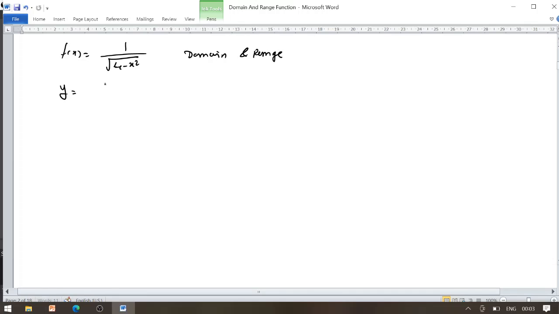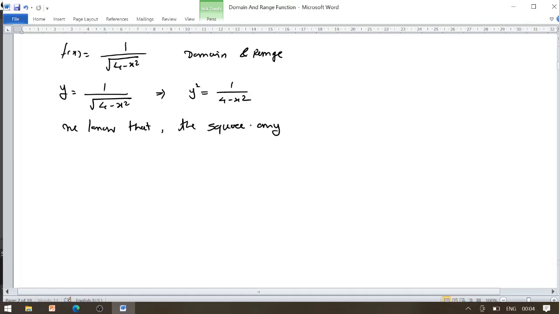So for that, let us consider y equals the given function. After squaring on both sides, we get y square equals 1 upon 4 minus x square. So we know that the square of any real number, or the real value, is never negative. That means y square value will never be negative. So that implies ultimately 1 upon 4 minus x square is never negative, meaning greater than or equal to 0.